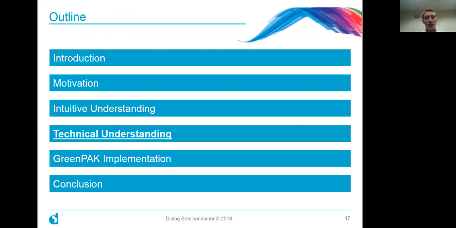Okay, so we've had a quick introduction. We looked at the motivation. I've given an intuitive understanding, kind of thinking about the water of the beakers and as you would pour it into this thought experiment. Now I want to look more at the technical side of understanding actually how much charge is being transferred and what the numbers look like.